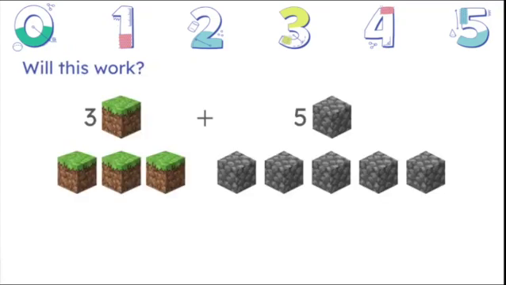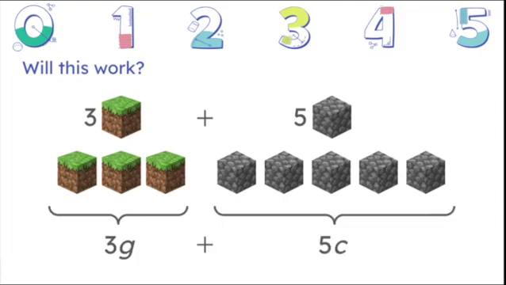Okay, here's another one for you. Can we add the coefficients together here to simplify our expression? Well, let's look at what we have here. We have 3 grass blocks plus 5 cobblestone blocks. And if we represent those blocks using variables, we have 3g plus 5c. And no, it doesn't work because we're trying to add grass blocks to cobblestone blocks, and they're not the same. So in this case, we call them unlike terms. The key to the strategy of just adding together the coefficients to simplify the expression is that it only works if the variables are the same.